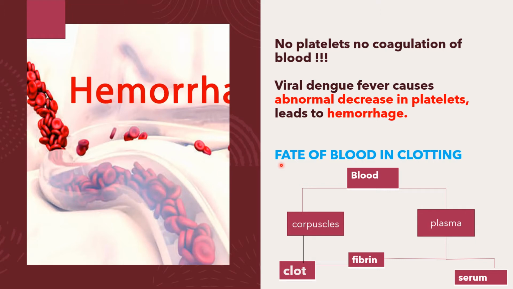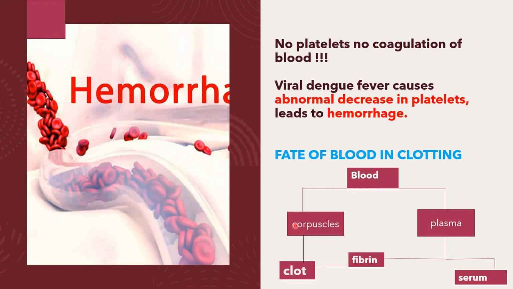The next topic: fate of blood in clotting. What is the fate of blood at the time of clotting? What happens to blood? That we are discussing. We already learned the steps involved in clotting. Blood consists of two main constituents, corpuscles and plasma. Plasma is the liquid part. Corpuscles means cells present in blood.